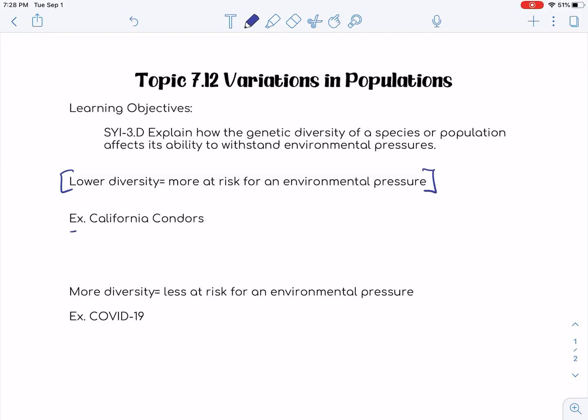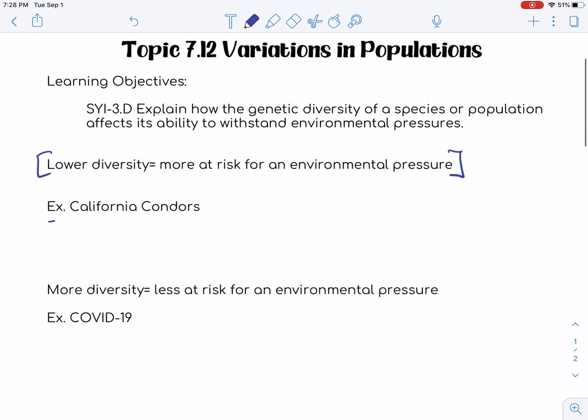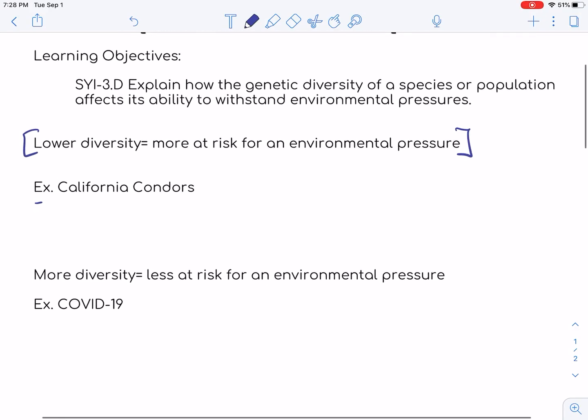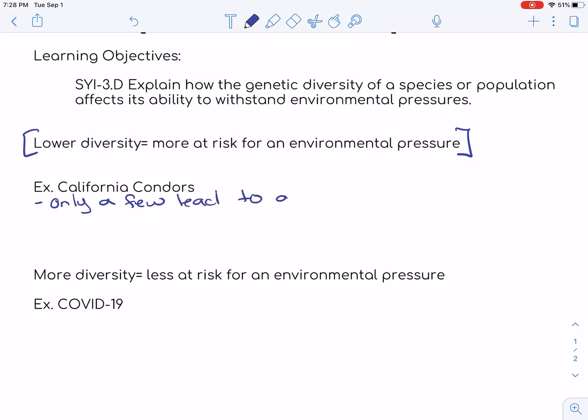If you know anything about the California condors, there was overhunting and then there was some lead poisoning that led to pretty much their extinction. And so only a few led to all the individuals that exist. There used to be only 7 or 8 total birds that ever existed that led to all the individuals. So they're all very genetically similar.